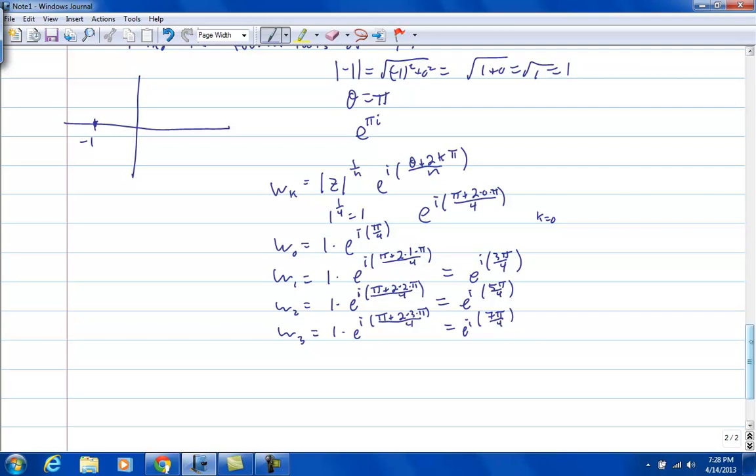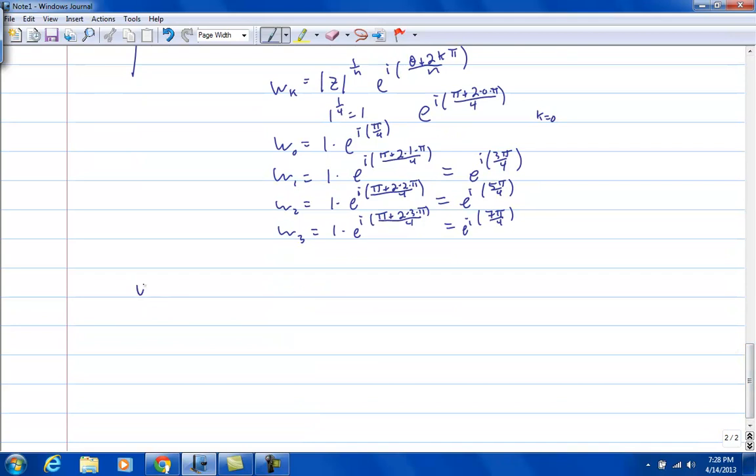So our solutions here, the fourth roots of negative 1, are e to the I pi over 4, e to the I 3 pi over 4, e to the I 5 pi over 4, e to the I 7 pi over 4. And that should do it for that one.